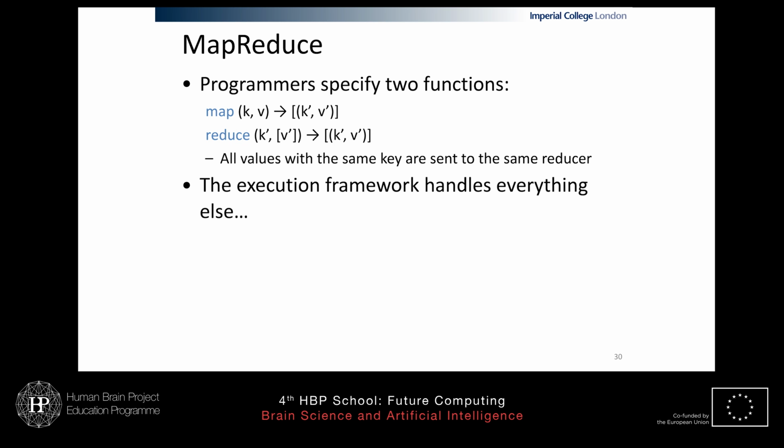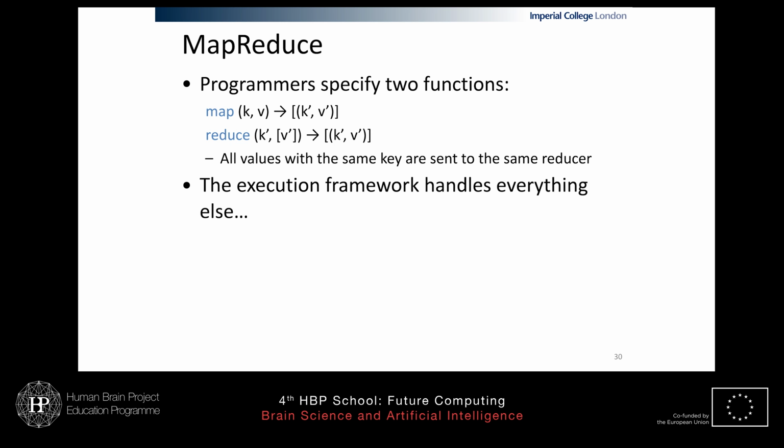Now that I said this out loud, I realize they basically do the same thing. They take key value pairs and produce key value pairs. But one important bit is that reduce operations get all the key value pairs with the same key. And that's very useful. And then the execution framework handles everything else.